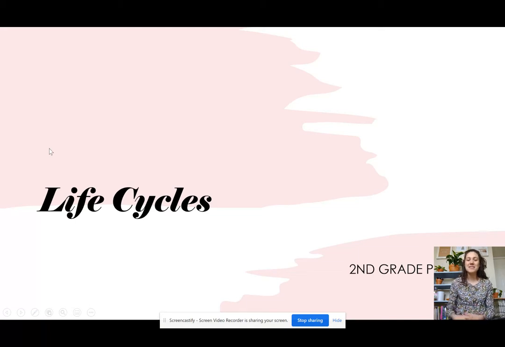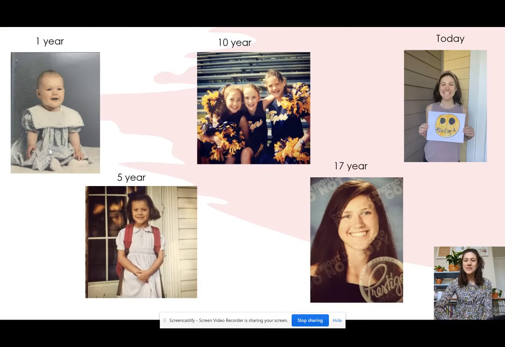Hi, second grade. This week we are moving into life cycles. We are going to be talking about life cycles for 2 weeks, and this is part one. All living things go through a life cycle. A life cycle is when a plant or animal grows and changes as it gets older.